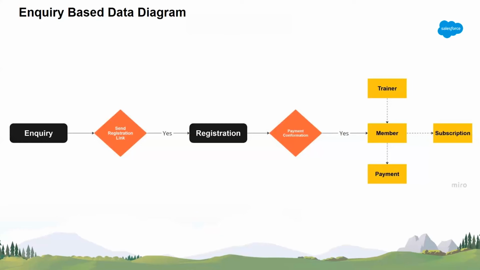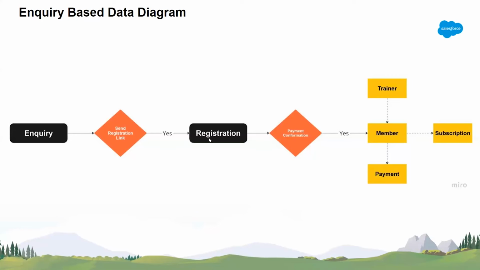Hello, everyone. Myself, Madhubala. I am here to explain the data flow diagram related to the inquiry module in our project. As we can see, the data flow diagram starts with the inquiry module. The customer is presented with the inquiry UI form, after which the customer completes the form and clicks the submit button. It will be stored in an inquiry object, after which the sales representative will communicate with the customer. Once the customer is ready to join the gym, the representative will send a registration link.